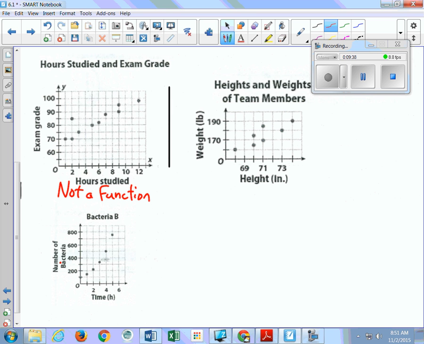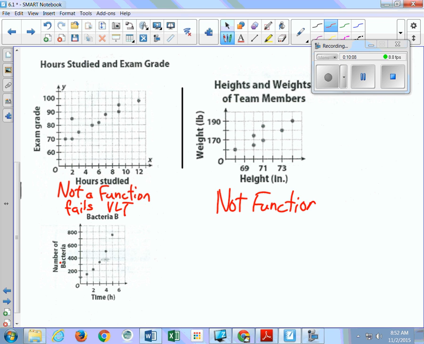Now the reason: fails the vertical line test. I'm going to call it the VLT, vertical line test. All right, so let's look at the next one. Take our vertical line, run it across. You can use a ruler on your paper or your pencil. Hits twice there, hits twice there. So it fails the vertical line test, so it's not a function. Not a function. Just put A there. Fails vertical line test.